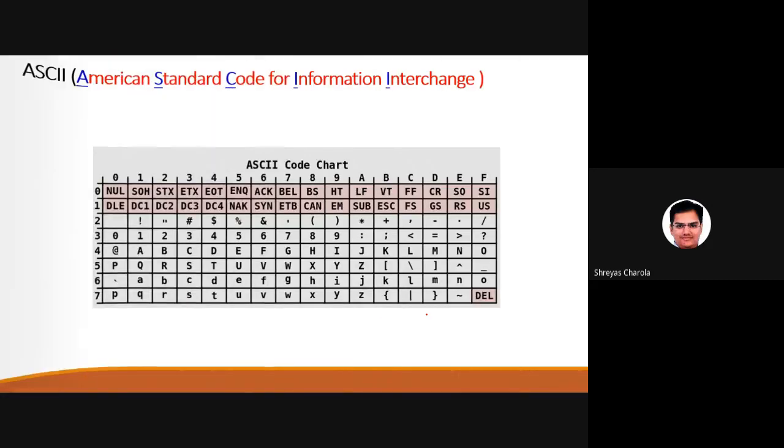Okay. Now coming to the point we call ASCII. ASCII stands for American Standard Code for Information Interchange. That means the alphabetical letters we are using and the symbolic representation to transfer information, or the exchange of information.